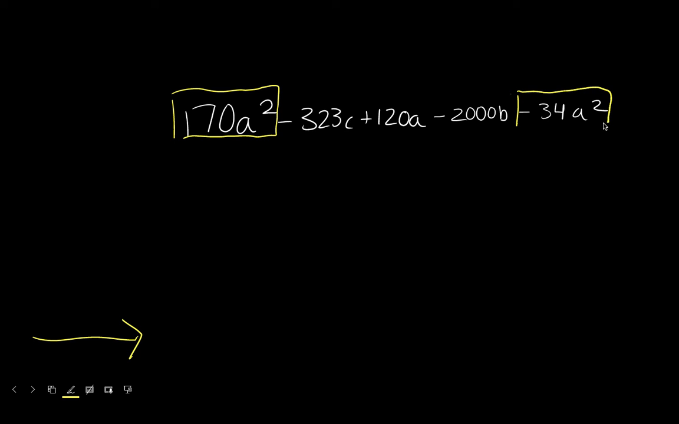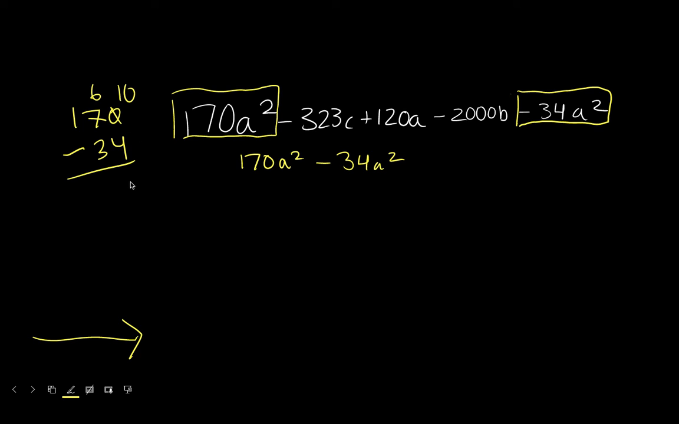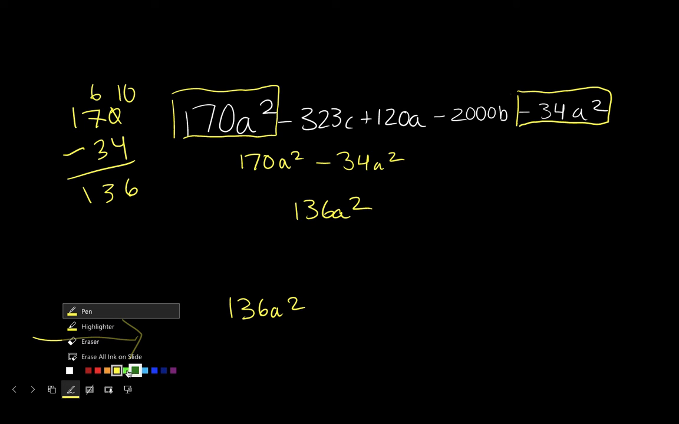Got negative 34a squared. So let's do 170a squared minus 34a squared. Make this super quick. 10 minus 4 is 6. 6 minus 3 is 3. 136. 136a squared. We've got 136a squared in the equation.